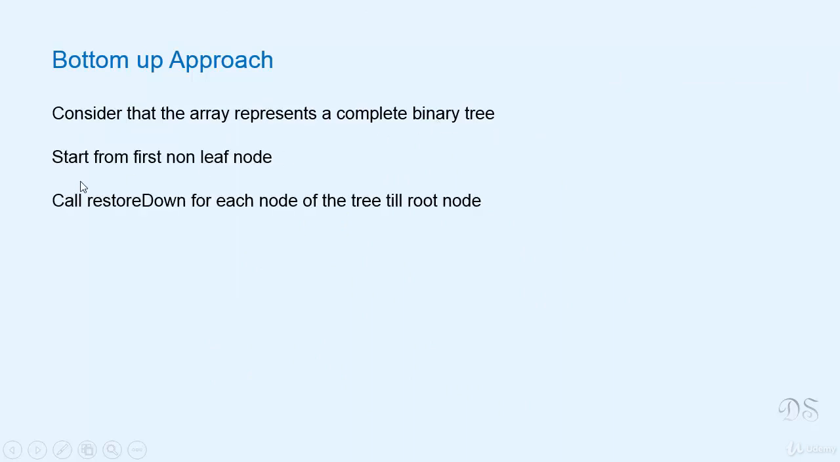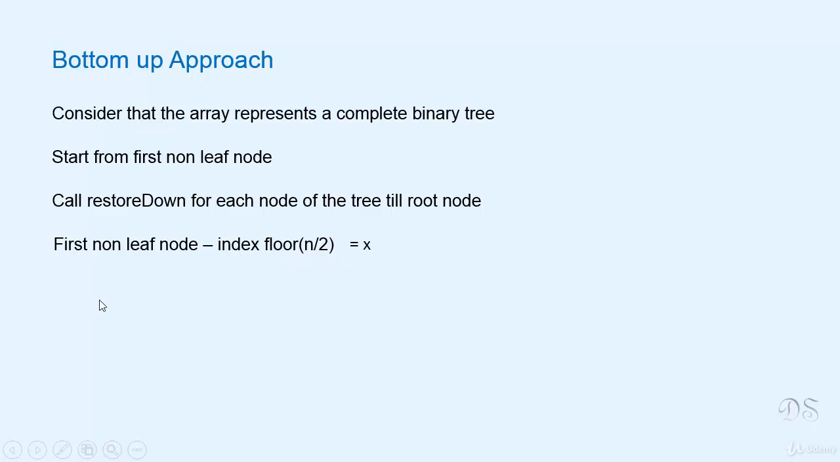As in top down approach, here also we'll consider that the array that has to be converted to a heap represents a complete binary tree. We'll start from the first non-leaf node and call restore down procedure for each node of the tree till the root node. Now if the root node is stored at index 1, then the index of first non-leaf node is given by this value floor n by 2, where n is the size of the heap.